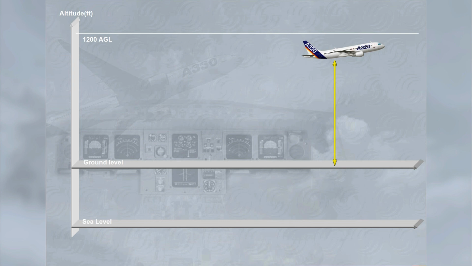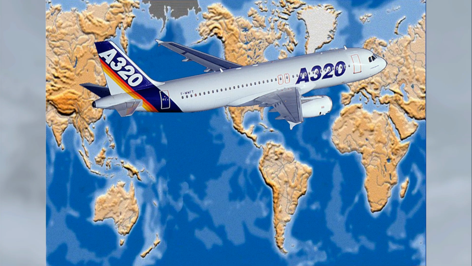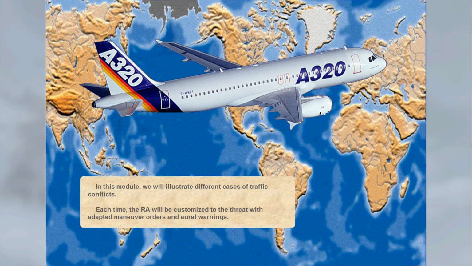Let's now play with some intruders. In this module, we will illustrate different cases of traffic conflicts. Each time, the RA will be customized to the threat with adapted maneuver orders and oral warnings.